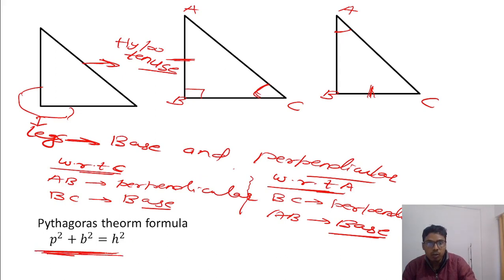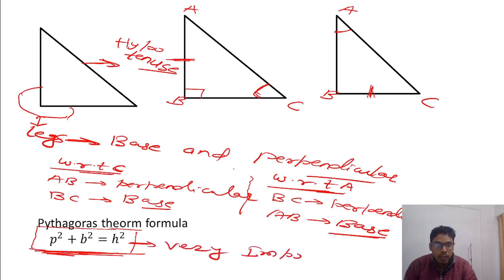It is an important formula in trigonometry. Without this formula, you cannot solve any problem of trigonometry. H represents the hypotenuse, B represents the base and P represents the perpendicular. It is a very important formula, and you should remember it by heart.